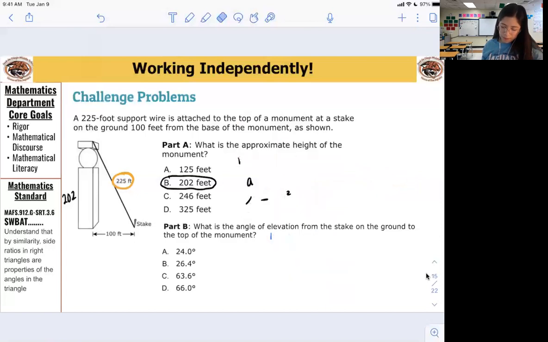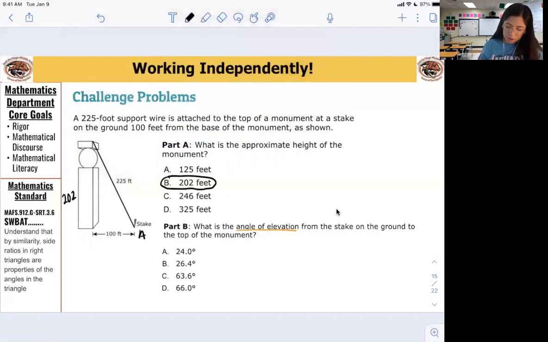Now, part B. Rios, go ahead and read part B for us. What is the angle of elevation from the snake on the ground to the top of the monument? Okay, angle of elevation. I'm going to label them: here's angle A, B, and C. Which of those three angles is the angle of elevation? Angle A. Good. So that's what we're looking for.